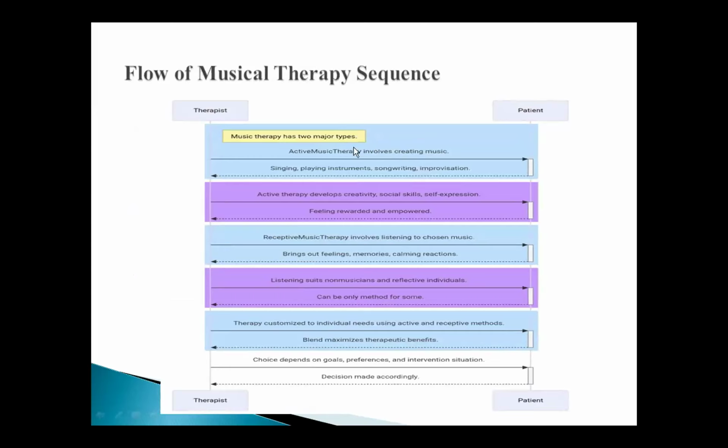Now, this diagram shows the interaction between the therapist and patient, as well as the two types of music therapy. The first one is active music therapy. As I said earlier, it involves creating music, songwriting, improvisation, playing instruments, and singing. It enhances creativity, social skills, and self-expression among patients. They feel rewarded and empowered. The receptive music therapy involves listening to calm music, which makes the patient feel relaxed and relieves stress. Again, there is a third category, the blended music type, in which active as well as receptive approaches are applied depending on the patient's need.